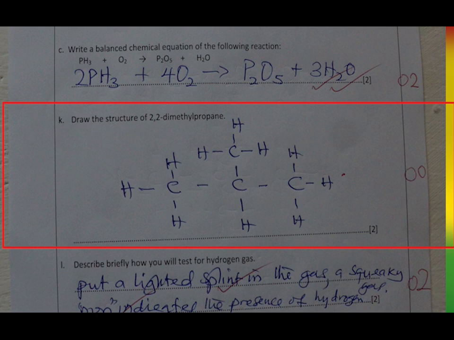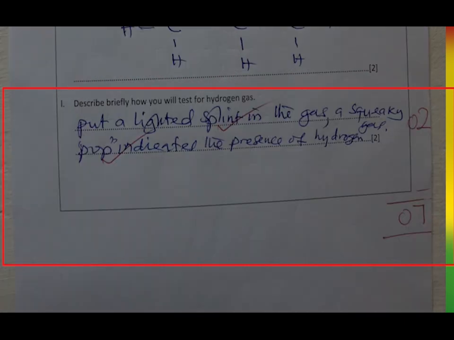Finally, E. The candidate gave a model response for testing for hydrogen gas. That is, put a lighted splint in the gas. A squeaky pop indicates the presence of hydrogen gas. Therefore, the candidate is awarded 2 marks out of 2.